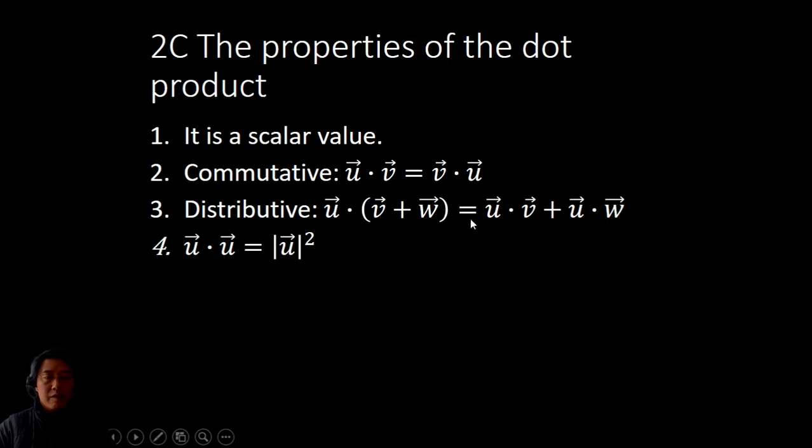It's commutative. It's also distributive. You can expand the brackets when you have three vectors, and the dot product of a vector with itself is equal to the magnitude squared. So another way to figure out the magnitude, when you know the Cartesian coordinates, is you just square each one of them, add it together, and that's the magnitude squared, and you square root. So it links back to the Pythagoras theorem.